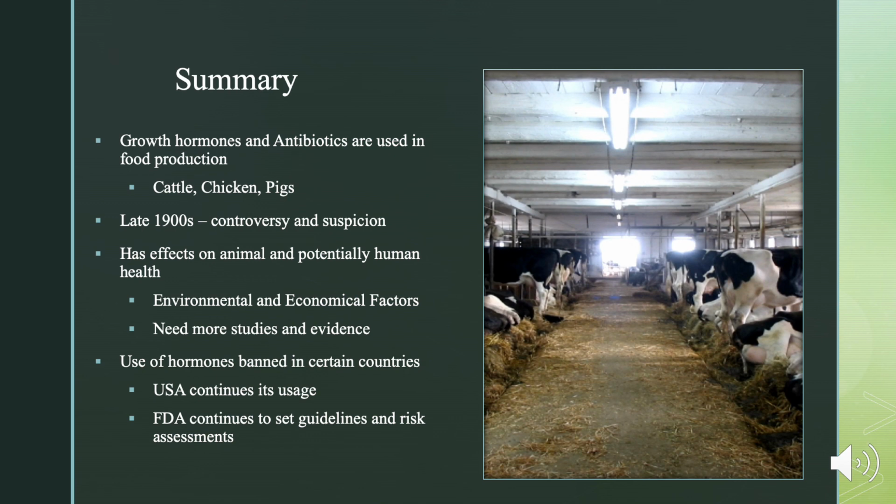Some factors to keep in mind regarding this issue are economic factors, because manufacturers are making a better profit by using such substances, and therefore the consumers are also getting a better deal for their food. Environmental factors include the potential contamination that these hormones and antibiotics are leaving behind in the soil, manure, and even rivers after runoff.